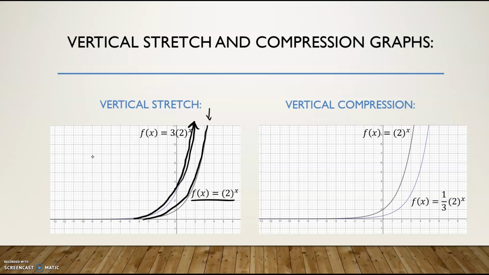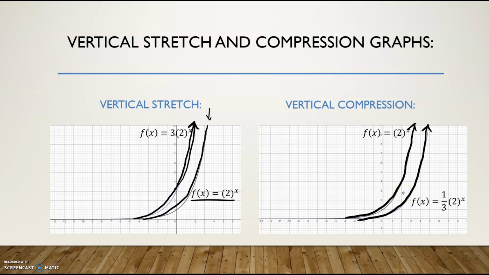Now over here is 2 raised to x, and then you have 1/3 times 2 raised to x right here, the second function. Okay, so notice how the y values, it's on the opposite side of what we just had, 2 raised to x. So it'll be going up, looks like a little bit slower for the y values.